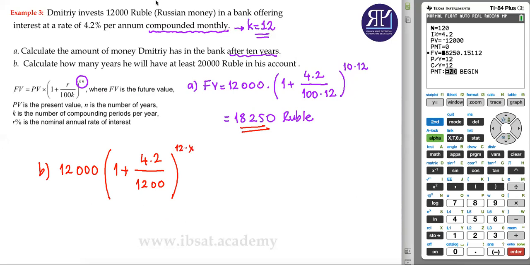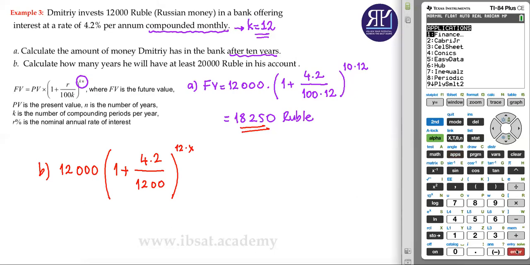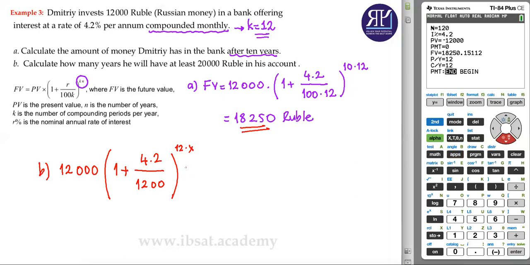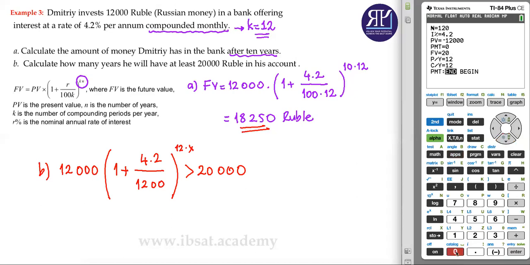Now, directly let's go this time. Applications, finance, time value of money solver here. Instead of n, we don't know now. 4.2 is the same. The present value is the same. And we want here at least 20,000. That's why in the future value part we write 20,000. 12 also will be here because it is compounded monthly. And then we pass to the n. We press the button alpha enter.